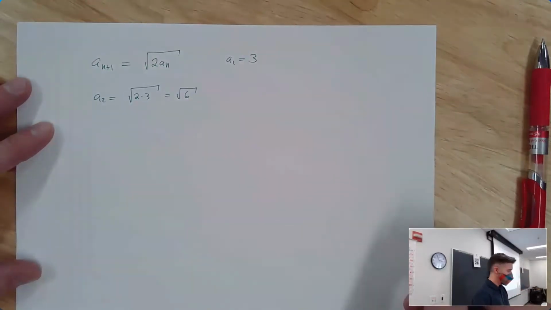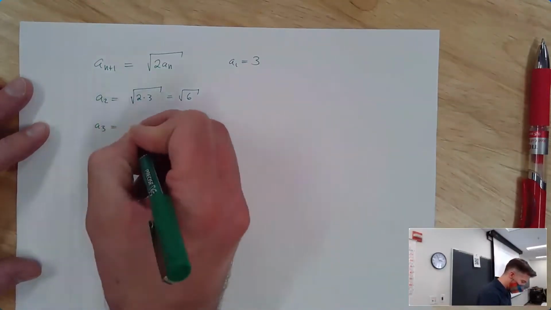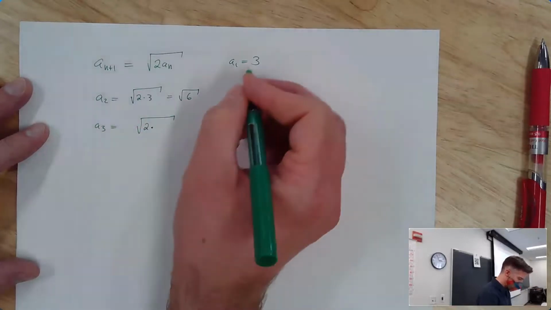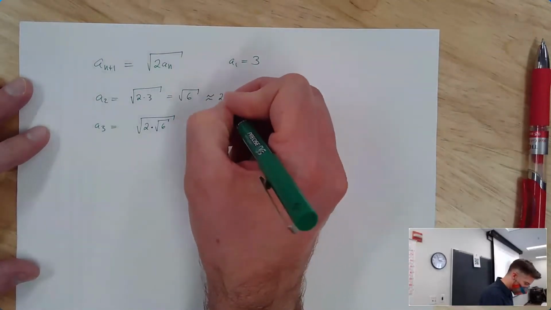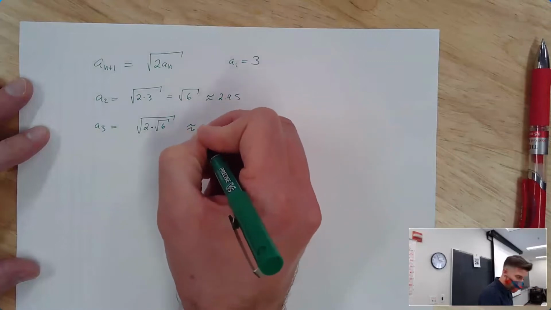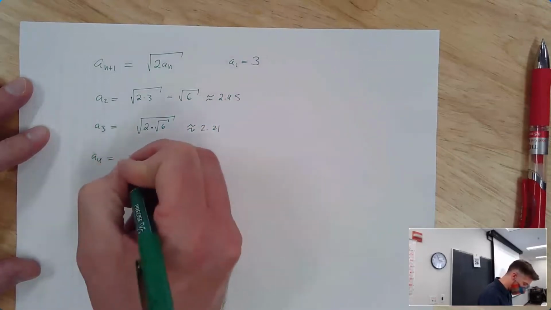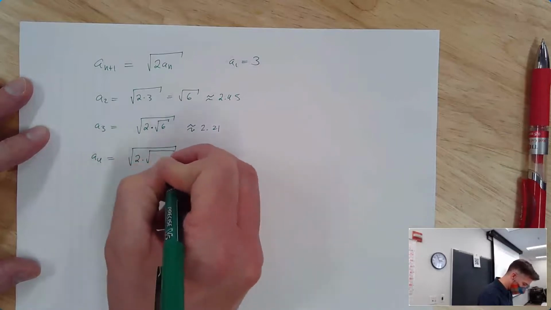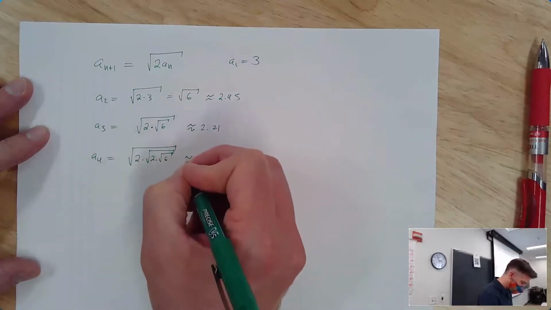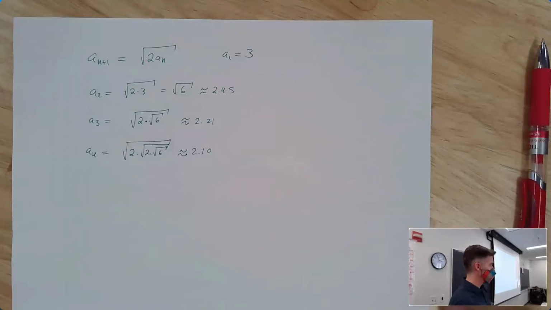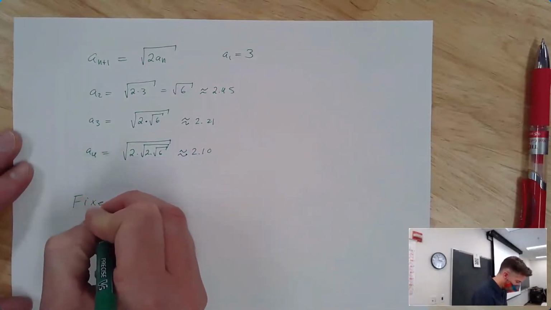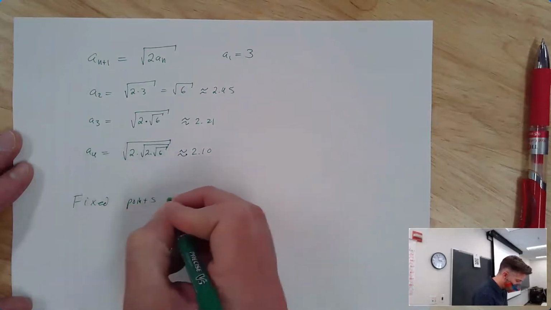Okay, that's not terrible. But then if I try and find the next subsequent term, I'm going to get the square root of 2 times the previous term, which is the square root of 6. And things start getting messy. This is about 2.45. This is about 2.21. If we do it one more time, it's even grosser. It's the square root of 2 times the square root of 2 times the square root of 6. That's about 2.10. If we had to guess, we might guess it was getting closer and closer to 2. How could we actually tell that 2 might be where it's converging to? Well, again, we can look for the fixed points, also called equilibrium points.